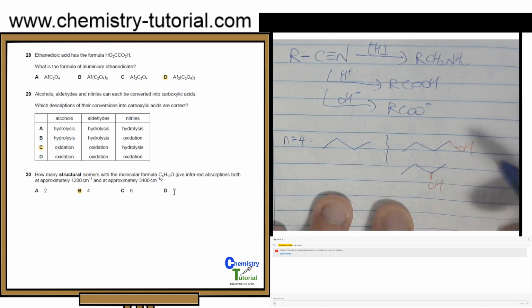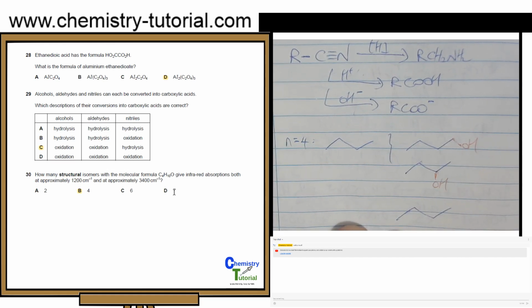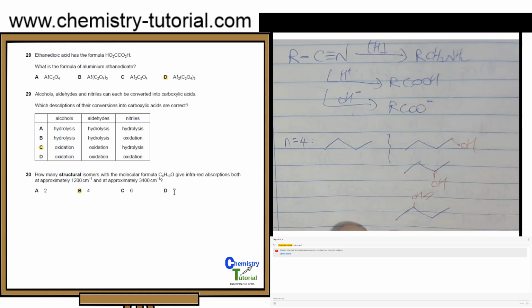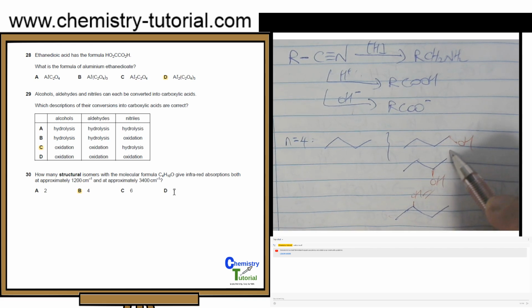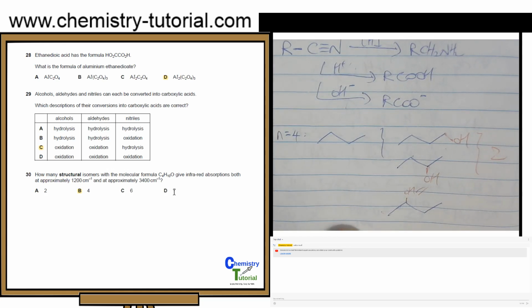You are not going to put another OH over here, because, let me show you what I mean. 1, 2, 3, 4. You are not going to put the OH here, because these two are the same. The same goes for if you put the OH at this carbon atom, it's going to be the same as this one. So for n equals 4, you have 2 potential isomers.